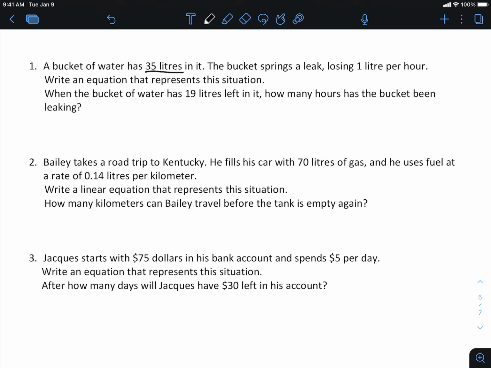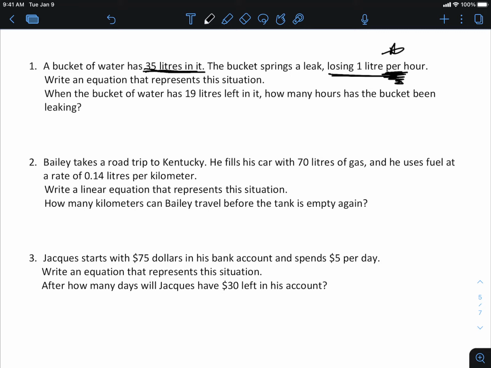You're going to learn to underline the key information. So 35 liters. Right? And then we read that the bucket springs a leak, right? And we start losing 1 liter per hour. That word per, this is important. Okay? We want to write an equation that represents this situation.